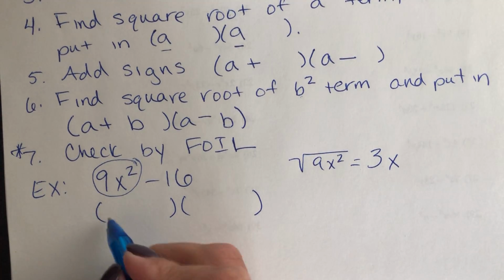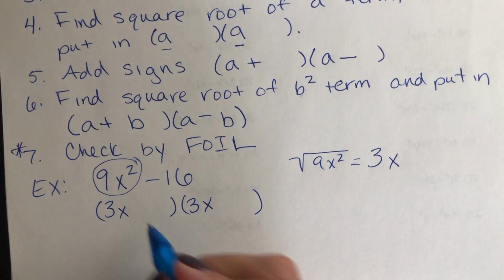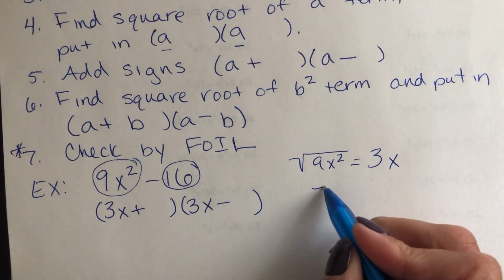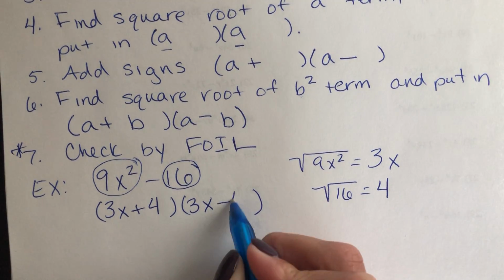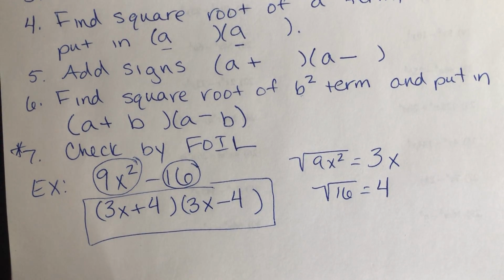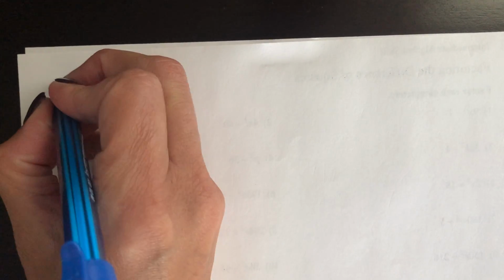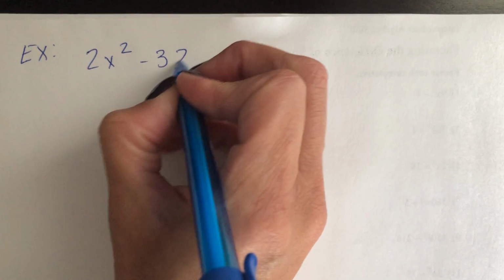I'm going to take that 3x and put it here and here. Now I'm going to add my signs, plus, minus. Now I'm going to take the square root of 16, which is 4, and stick in 4, 4. Final answer right there. All right, let's look at one that has a GCF. Okay, here's another example. Let's see, how about 2x squared minus 32?